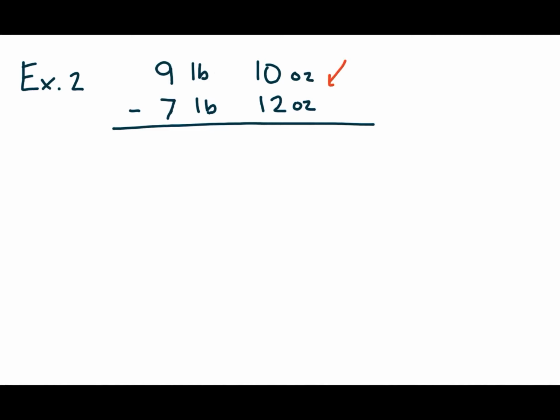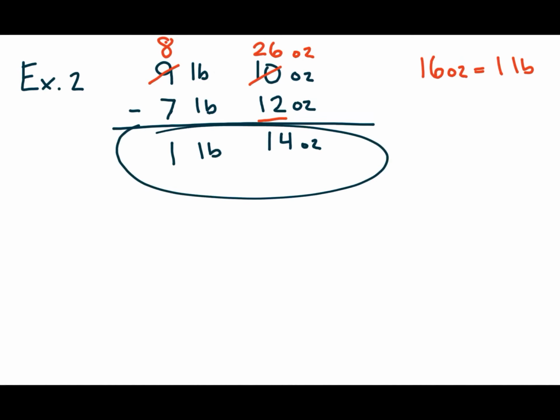Well, we're going to start here with the ounces. And we can see that there's more on the floor. We cannot take 12 from 10. So now remember that 16 ounces is equal to 1 pound. So we have to add 16 ounces to this 10. So that gives us 26 ounces. And we have to take a pound from here. That gives us 8 pounds. Okay? So 26 minus 12 is 14 ounces. And 8 minus 7, of course, is 1. So that gives us our answer there.